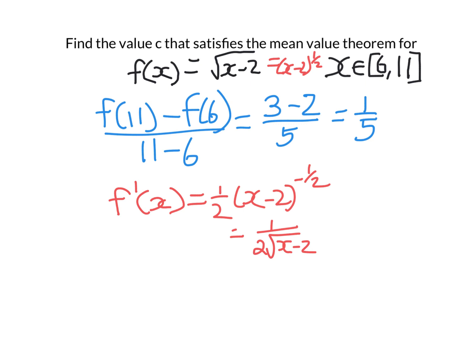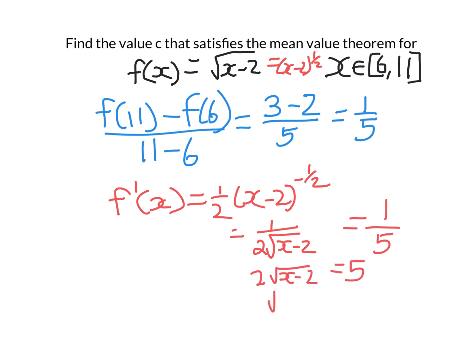So we're told there will be some x value between 6 and 11 such that this will equal 1/5. Of course, if these two are equal and they have equal numerators, then they must have equal denominators. So we have 2 root (x minus 2) equals 5.